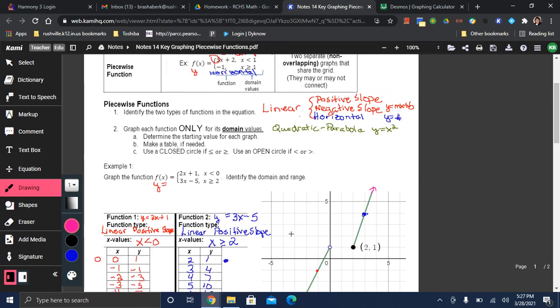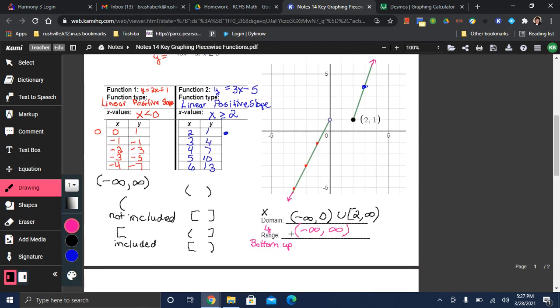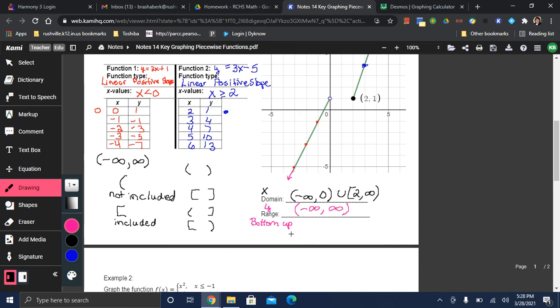You'll have graphs to choose from. You'll be asked to find the domain and range. Good luck with your homework.